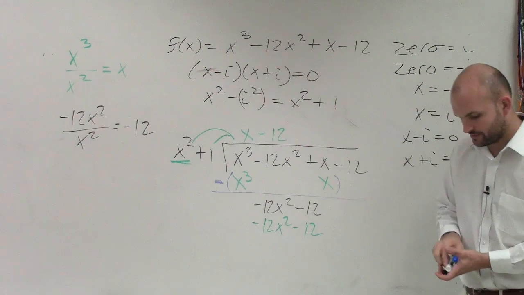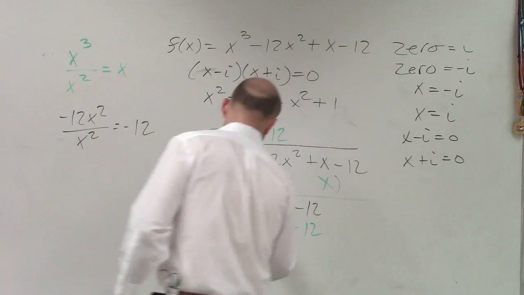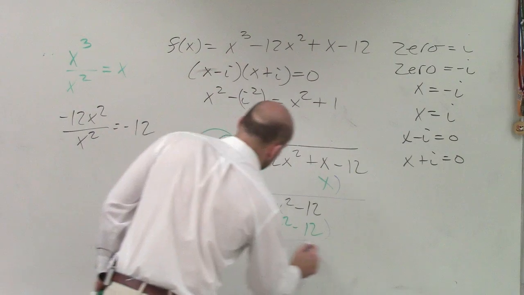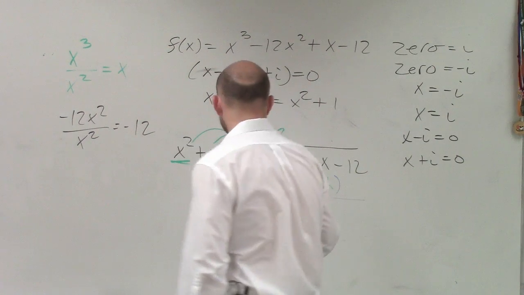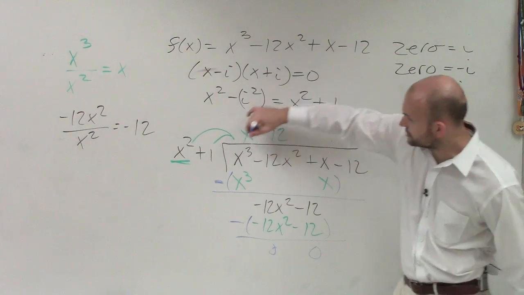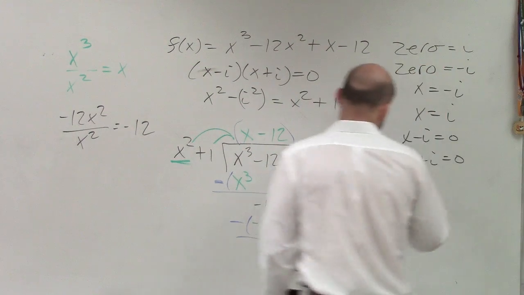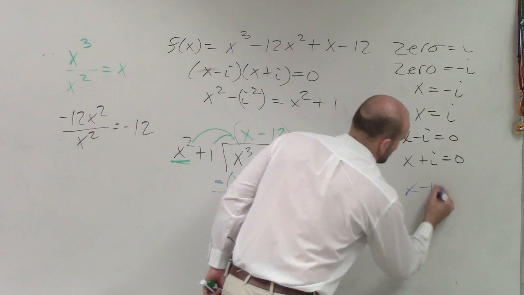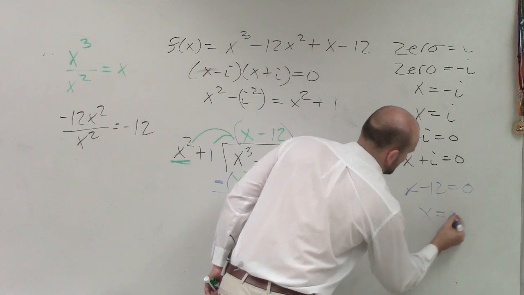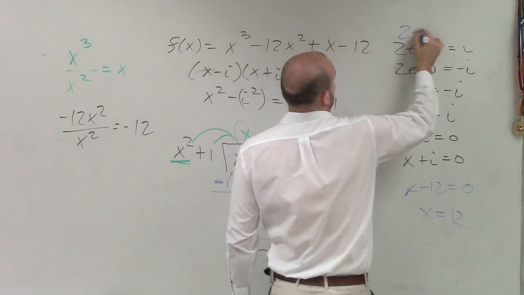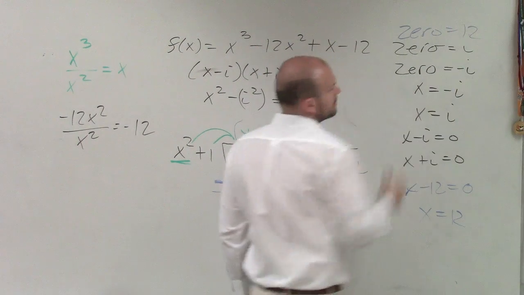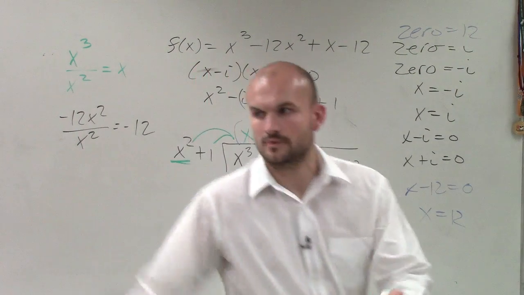Then, again, we put them around parentheses. And we subtract. And guess what? We get 0, 0 again. So therefore, you know your remainder is 0. Therefore, x minus 12 is my factor. x minus 12 is my factor. 12 is also a 0.